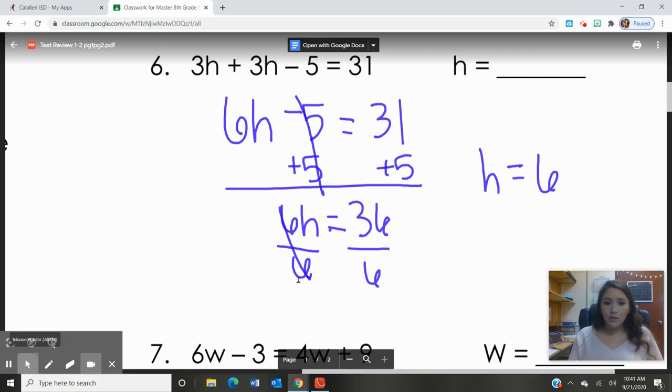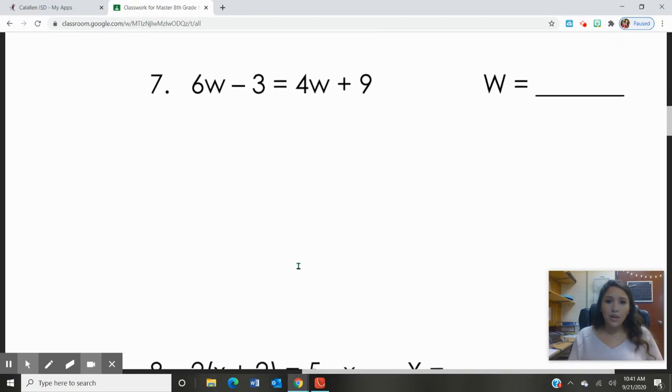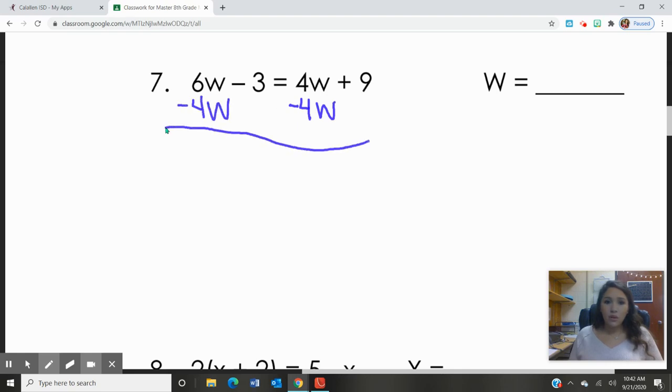Okay, let's look at number 7. Number 7, I have 6w minus 3 equals 4w plus 9. Again, I need to identify which of my variables is smaller. Is it 6w or 4w? 4 is smaller than 6, so I'm going to do the opposite, and I'm going to subtract 4w from both sides. This cancels out. I'm just left with 9 on this side of the equal sign. And then I have 6w take away 4w, and that is just 2w. I'm going to bring down my 3, so subtracting 3.